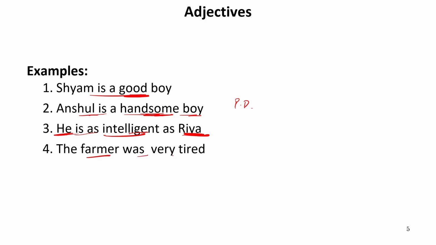The farmer was very tired. Now we can see the word tired over here. So tired is basically a past participle but a positive degree of adjective. So we have used this with very. So this is called positive degree of adjective. Now let us move further.